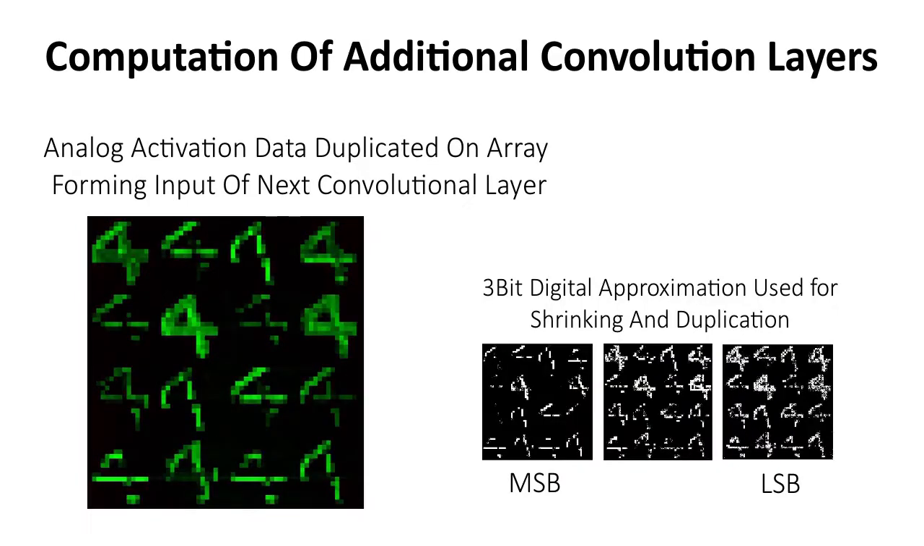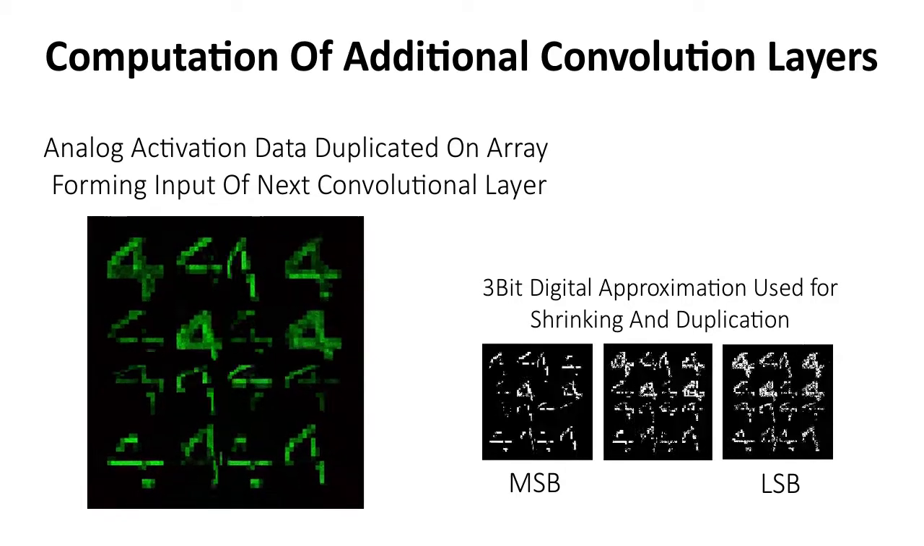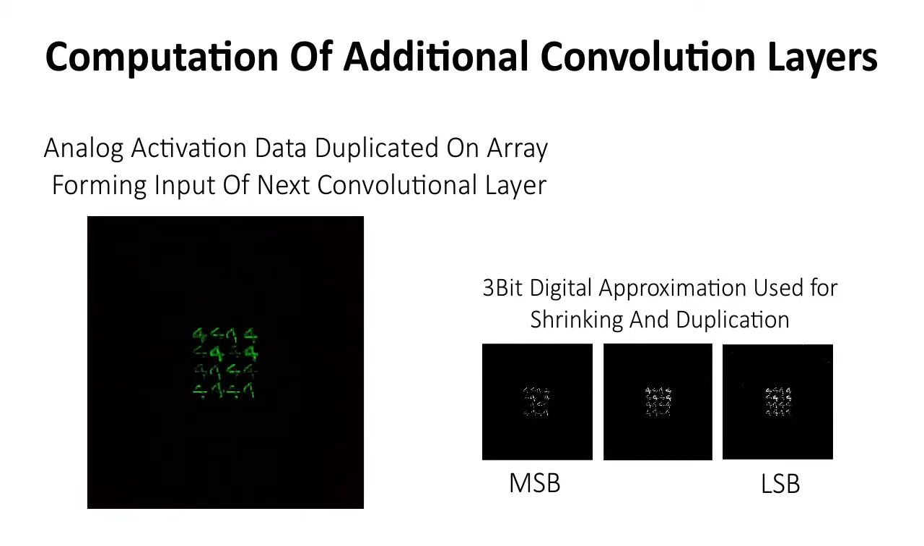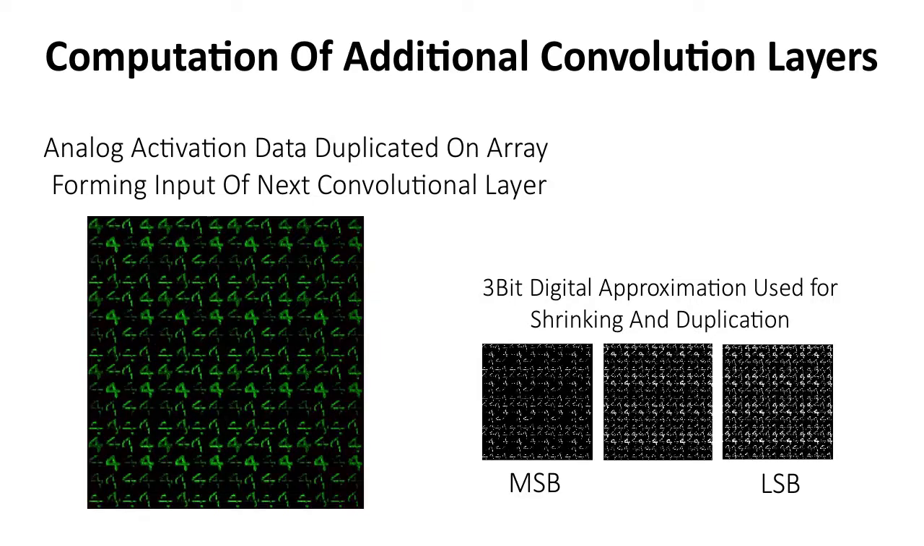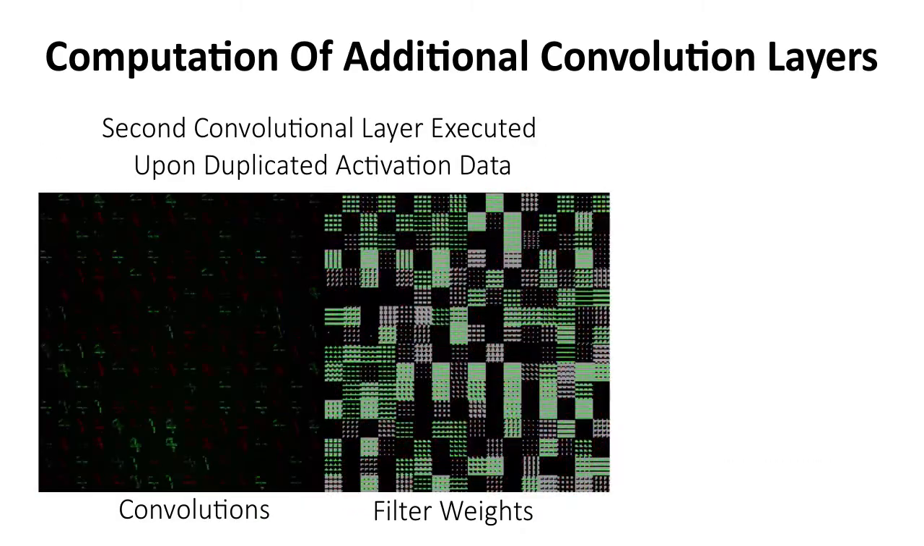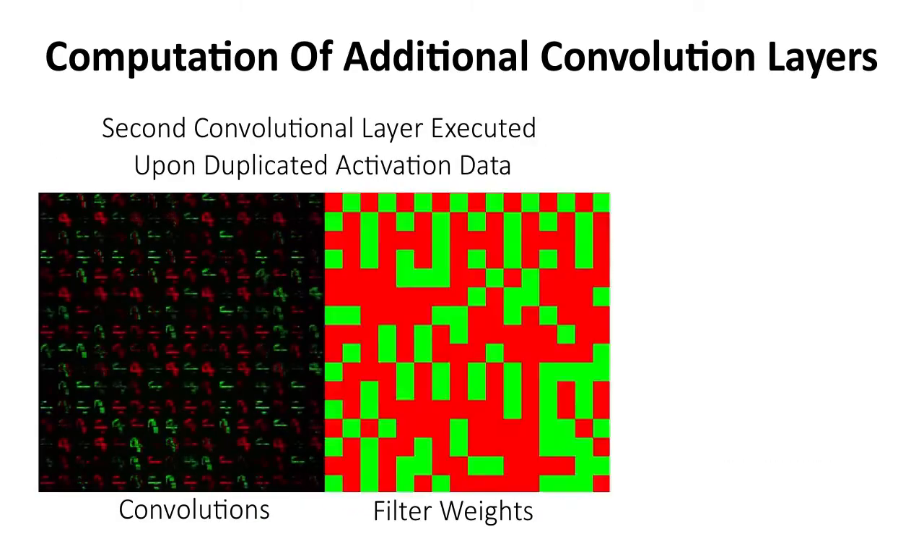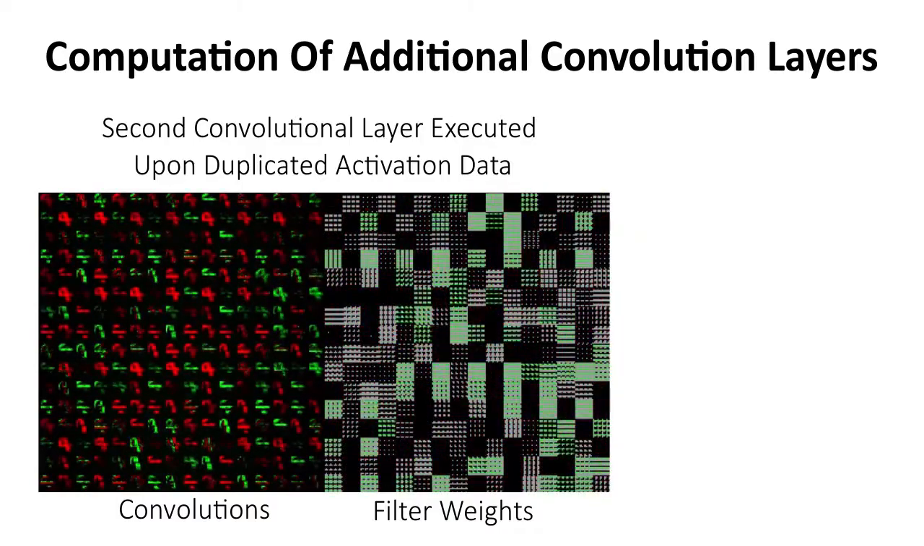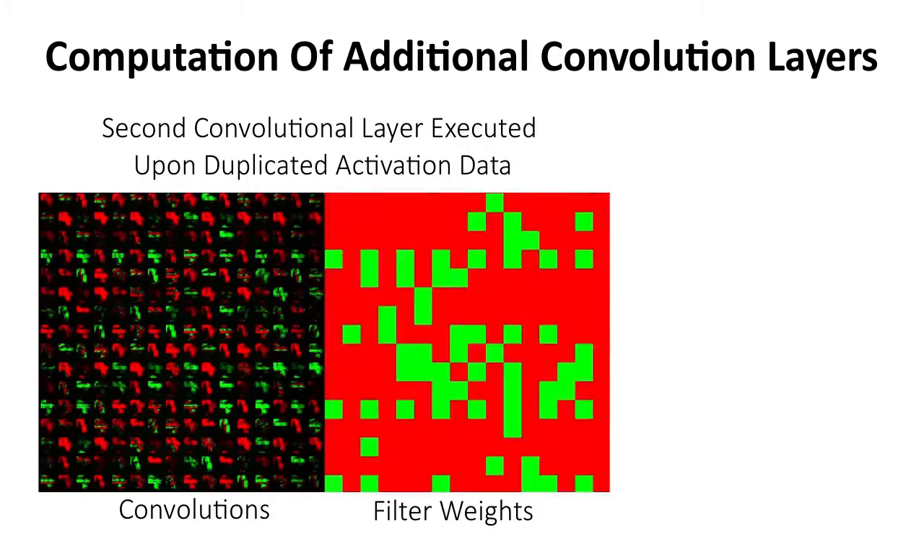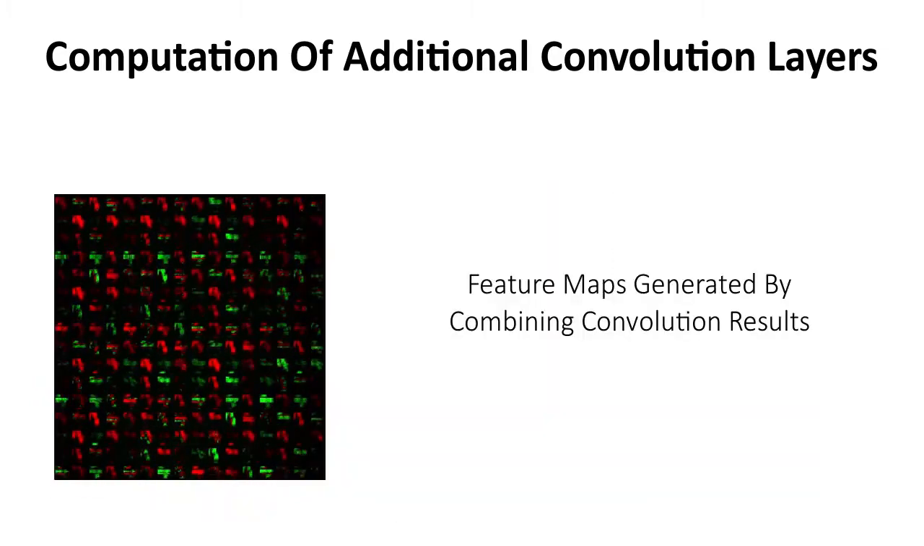To perform additional convolutional layers, first the output of the previous layer is duplicated using digital operations to avoid analog corruption. Such further convolutional layers can then be executed by sending the array the same set of instructions used to execute the initial convolutional layer. Here we see an example of a second convolutional layer performing 256 different convolutions.